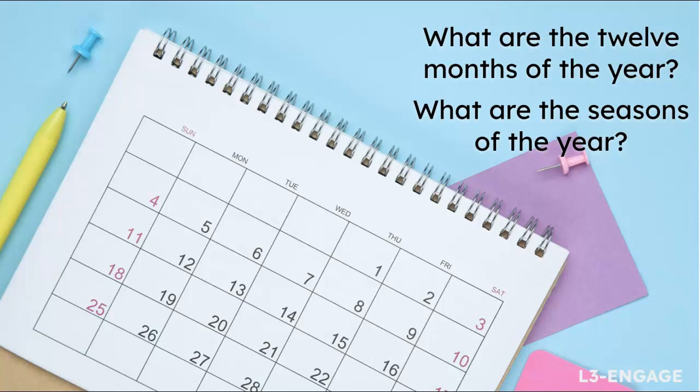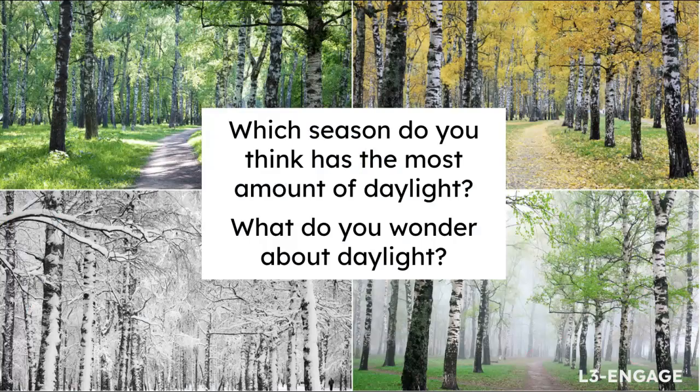You'll review the different months of the year with students using the 12 months of the year laminated cards from the MySci kit. As you ask the provided questions, you'll hold up the cards or arrange them on the whiteboard. You'll have students support you in organizing the months by season and ask which season they think has the most amount of daylight and what they wonder about daylight.